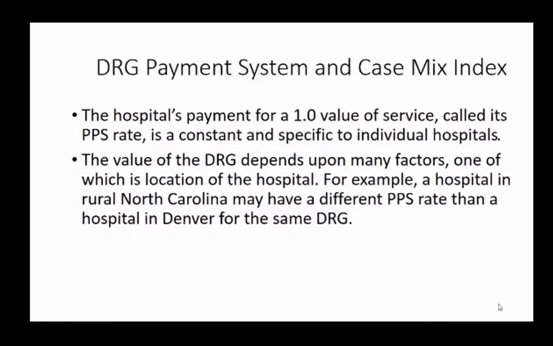The hospital is going to have a PPS rate. That's a constant that doesn't change. Your DRG value is going to change because it's going to be driven by the diagnoses that you've assigned to that patient. Also, the value of your DRG is going to depend on many things, one of which is location. For example, a hospital in rural North Carolina would have a different PPS rate than a hospital in Metro Denver for the same DRG.